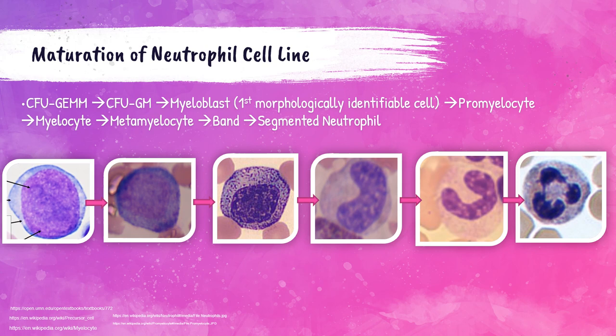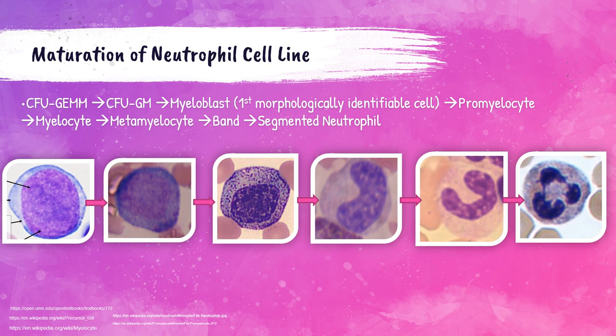Recall at the beginning of this lecture, there was sort of like a flow chart showing the maturation lines of each cell type. So we started with a multipotential hematopoietic stem cell, and it either becomes a myeloid progenitor cell or a lymphoid progenitor cell. If it's a lymphoid progenitor cell, it becomes a lymphoblast, then a prolymphocyte, and then a mature lymphocyte. If it's a myeloid progenitor cell, it basically can become any other cell. So it differentiates into either a neutrophil, basophil, eosinophil, or a monocyte. The monocyte goes from a monoblast to a promonocyte to a monocyte.